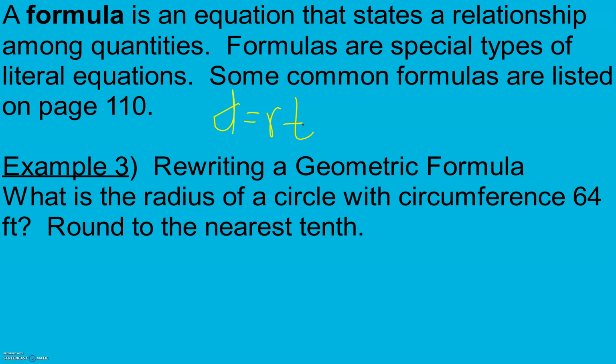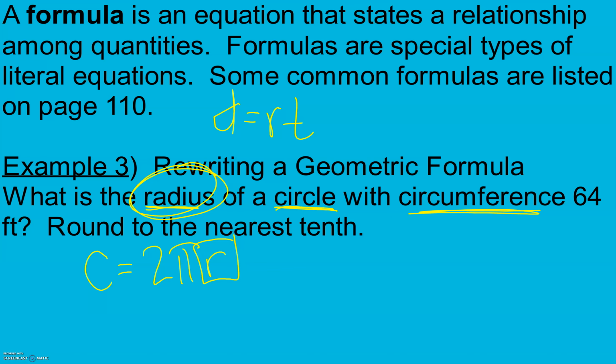What is the radius of a circle with circumference 64 feet? So here we're talking about circles, radius, and circumference. So the formula we're going to use is circumference of a circle equals 2 pi r. And we want to know what is the radius, so we're going to solve for r. Right now r is being multiplied by a 2 and by a pi. So I'm going to divide, to get rid of my multiplication, by a 2 and a pi.